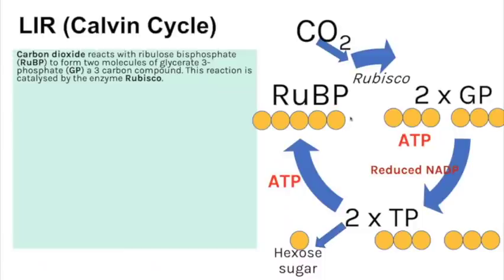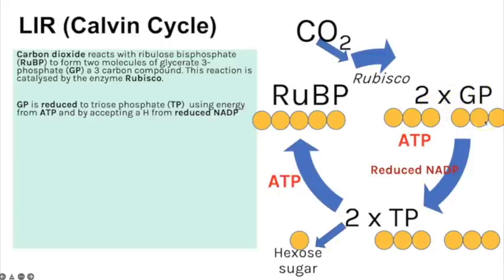So let's go through this cycle then. The first part of the cycle we'll look at is how the carbon dioxide enters the cycle. So carbon dioxide reacts with RuBP, and that is a 5-carbon compound. So all of these yellow circles are representing carbon molecules. So we can see we've got a 5-carbon compound reacting with carbon dioxide, which only has 1 carbon. That would result in a 6-carbon compound, but actually it's unstable, so it's split into 2 3-carbon compounds. And that's our GP. So we have 2 lots of GP.